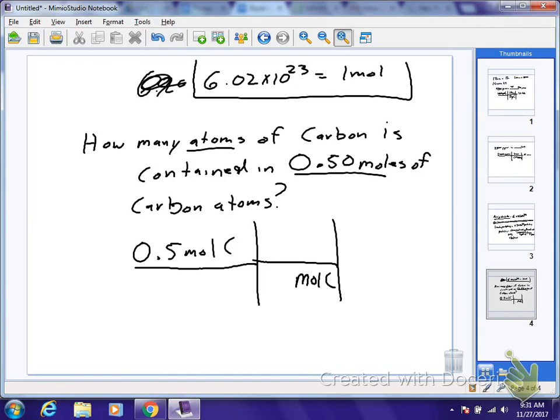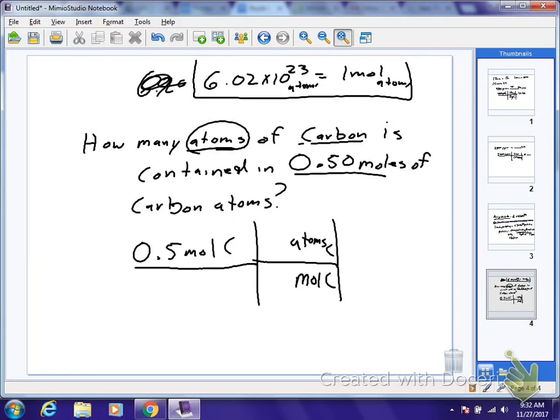So I want to find atoms of carbon. So up here I'll put atoms of carbon. And there's moles of carbon. So what numbers go in these two spots? How about for the mole? What goes in that spot? 1 mole. Okay? So this is 1 mole of atoms, and this is the total number of atoms.